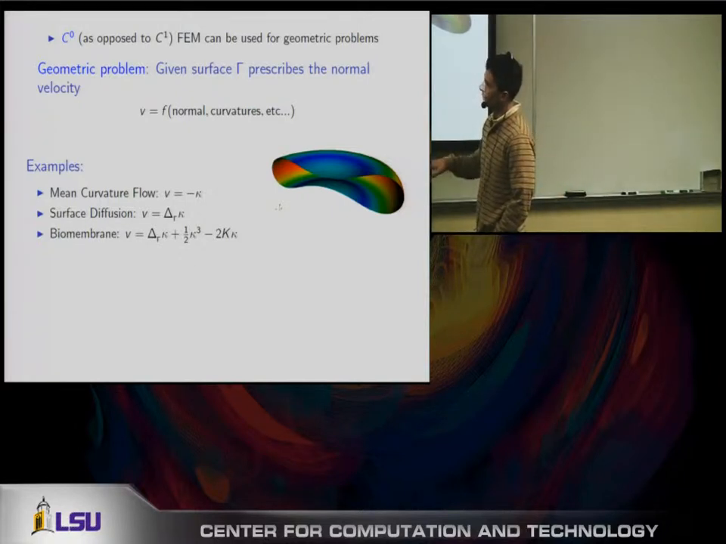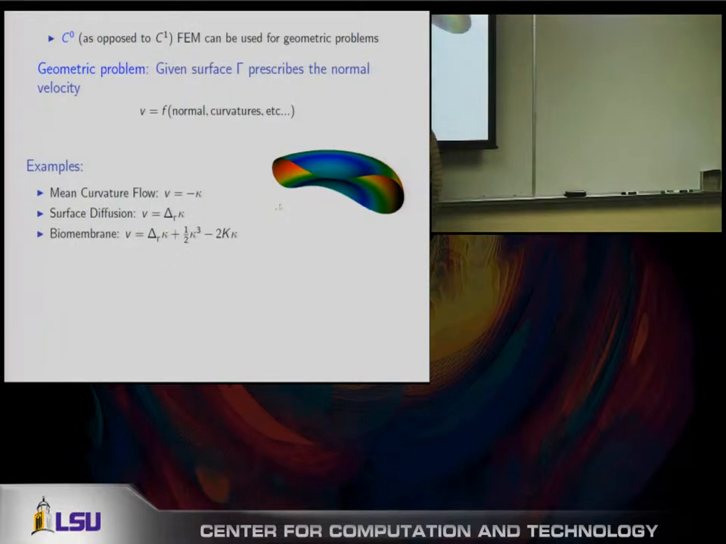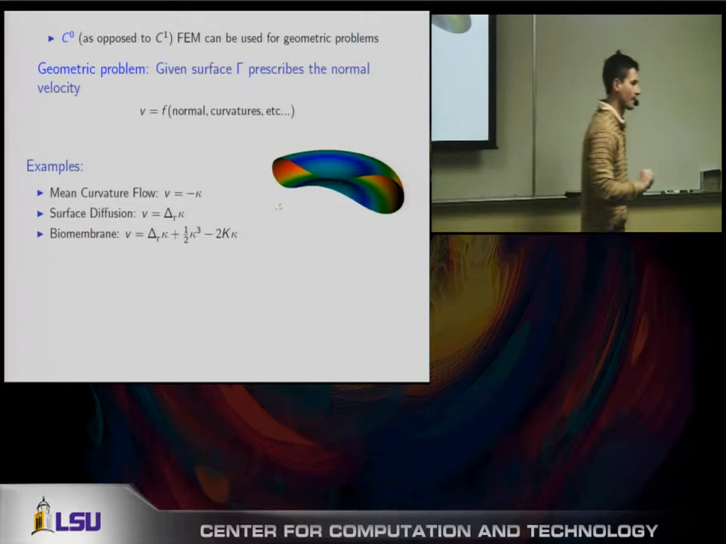And something a little more interesting and complicated, a geometric model for a biomembrane, where the normal velocity is now given by a fourth order operator, as it was for surface diffusion. Fourth order because curvature is a second order operator of the position, so now we take the Laplace of the curvature. And also this interesting nonlinear combination of Gaussian and mean curvature here.